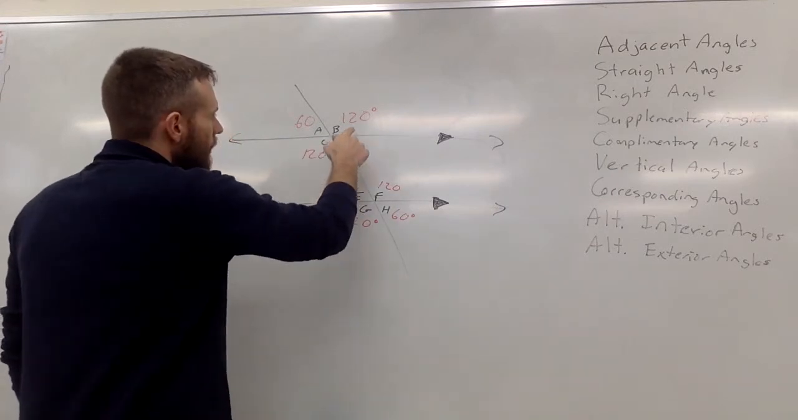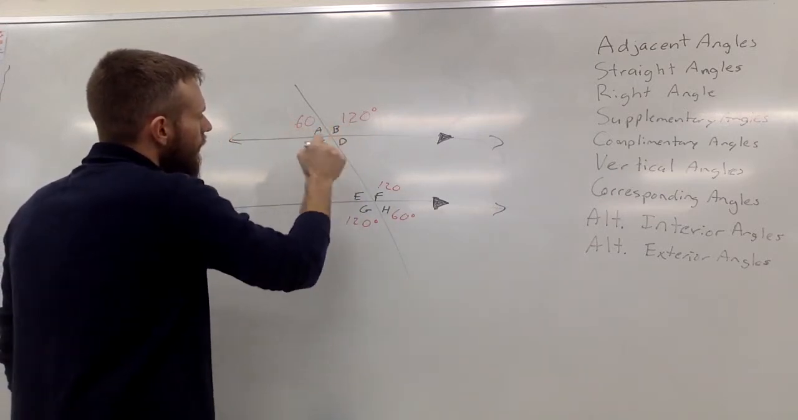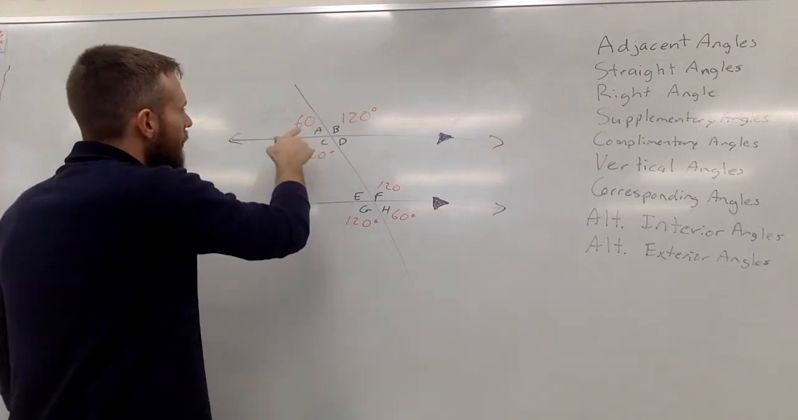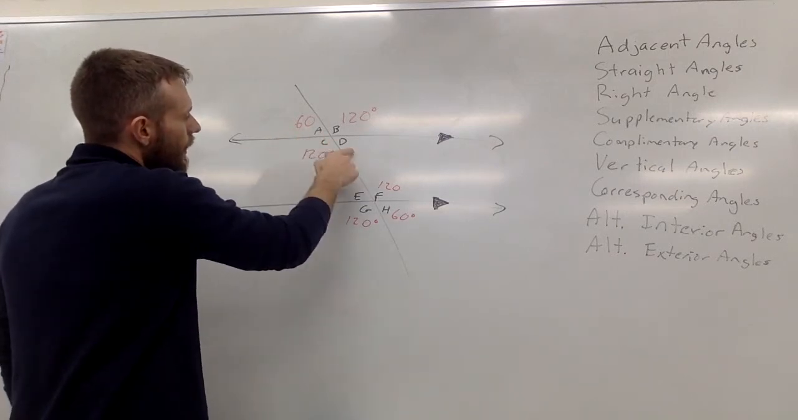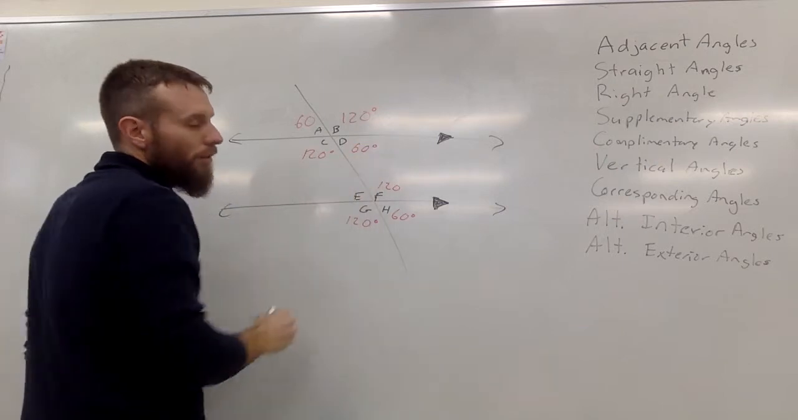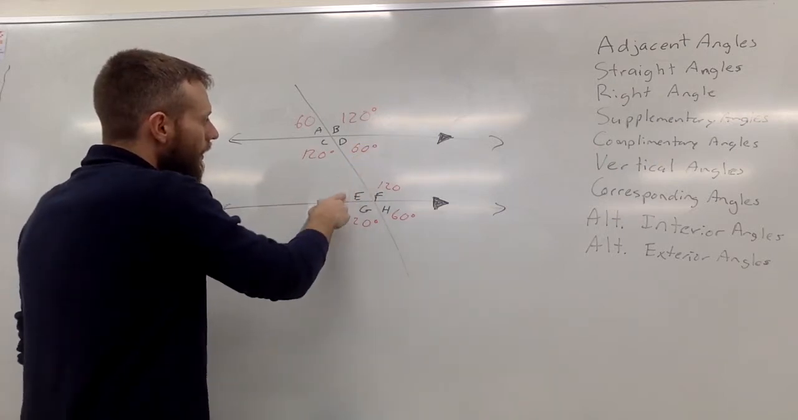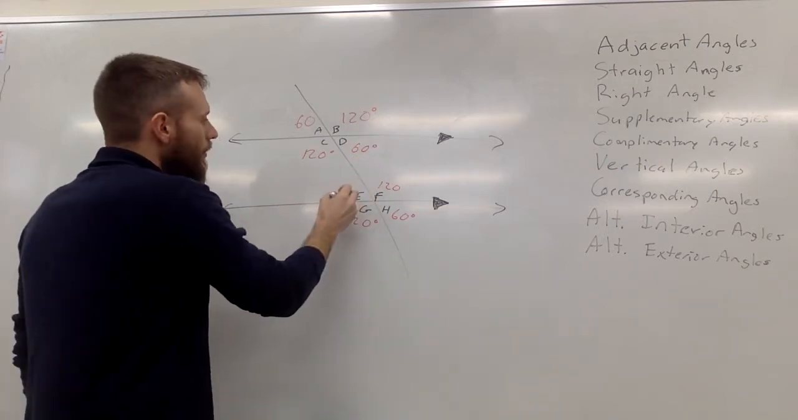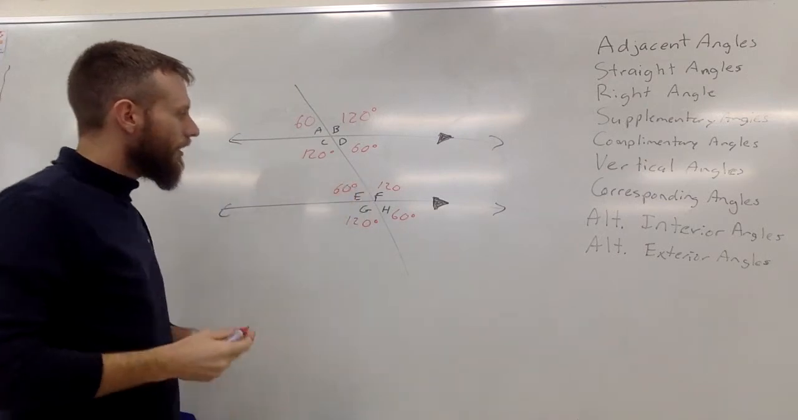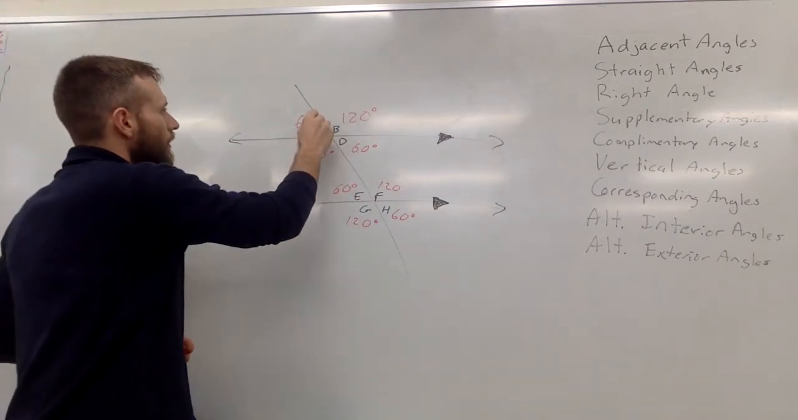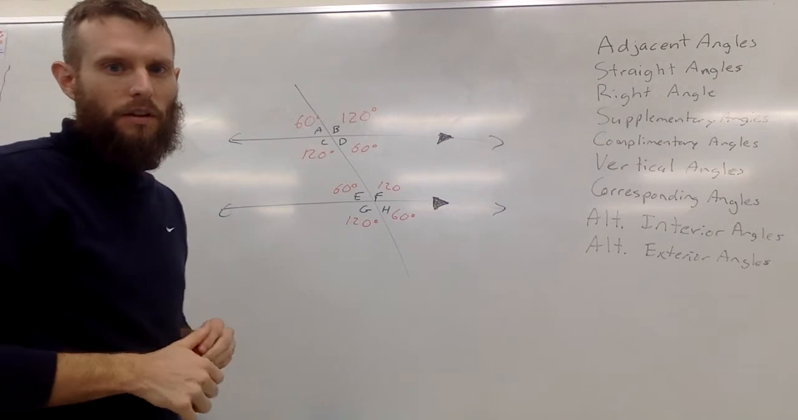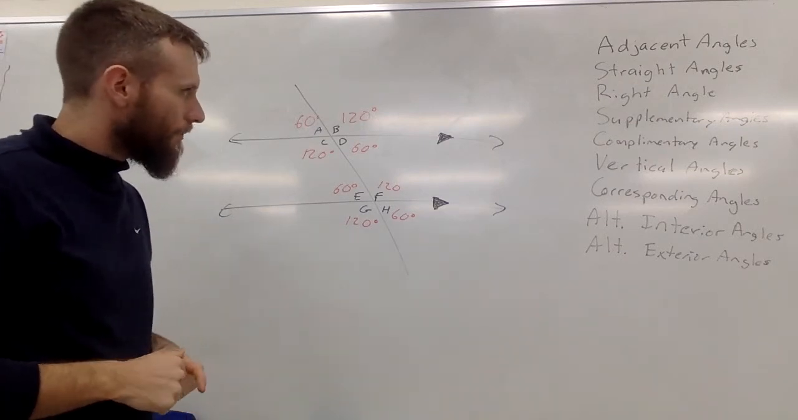I could say that, let's see. Yeah, I think I used all of them. Angle A and D are vertical angles. Okay, angle D and E are alternate interior angles. And so we can see that we can fill in all of the other angles just by knowing one of those.